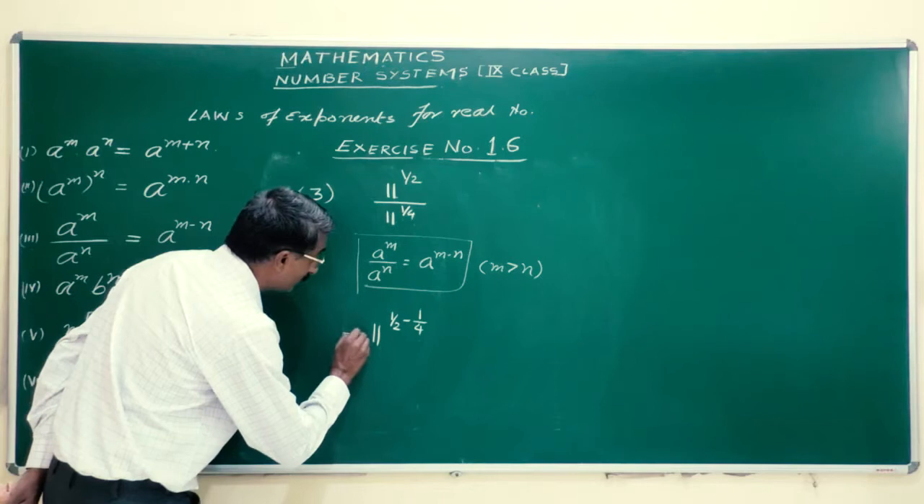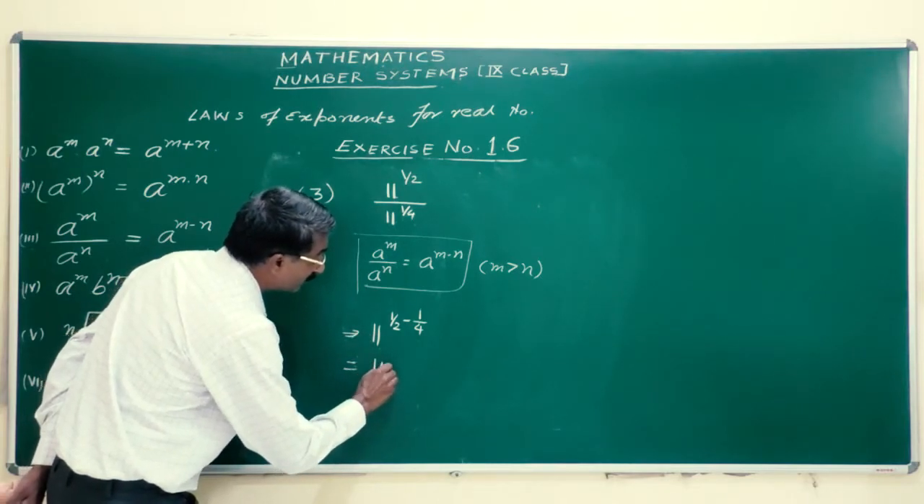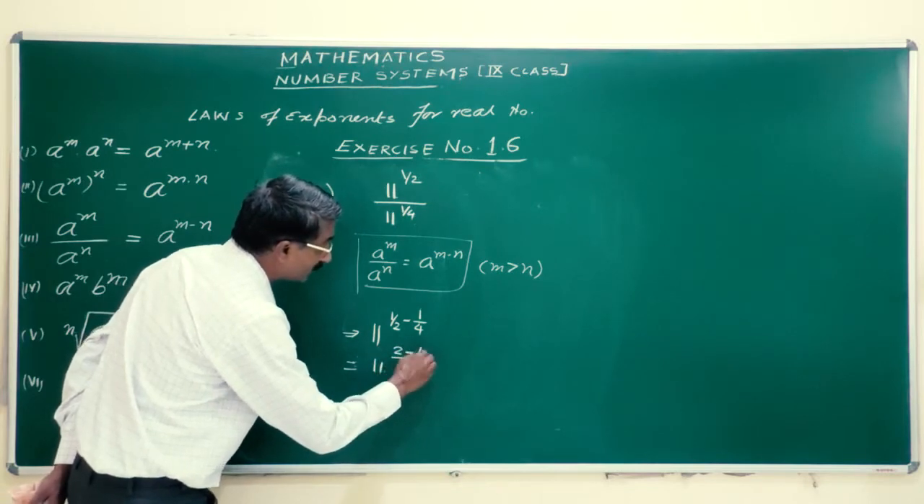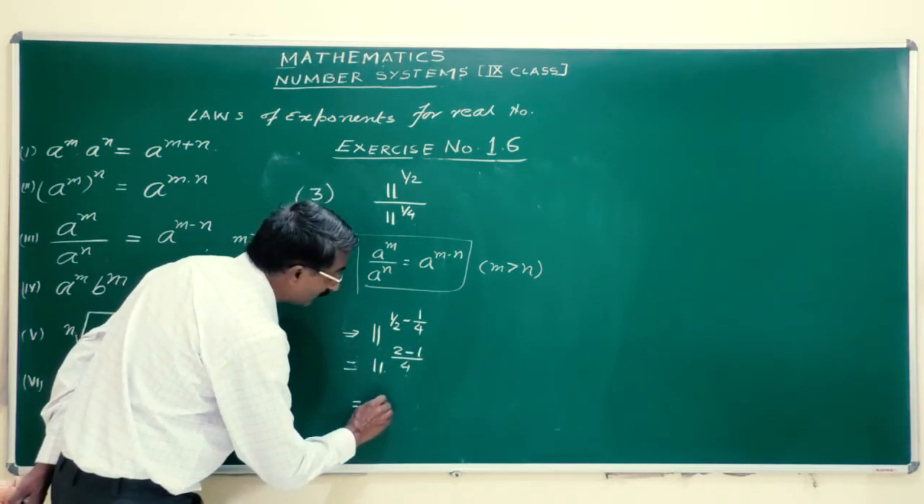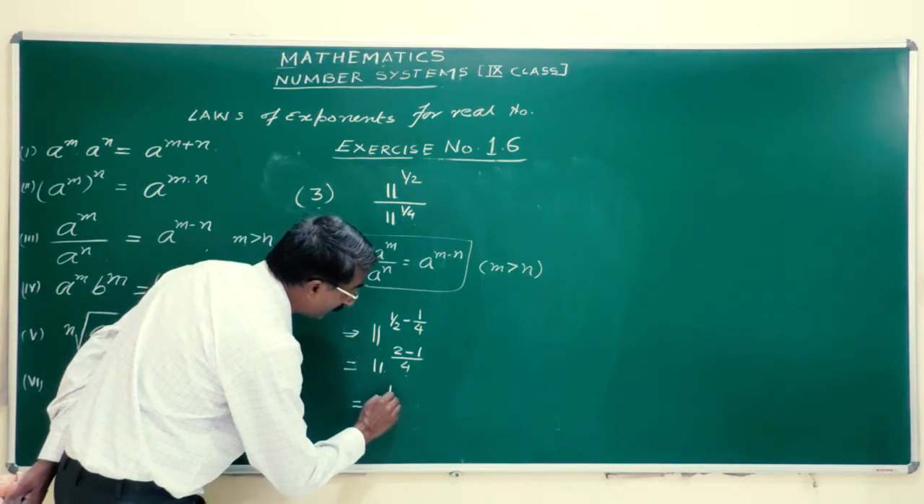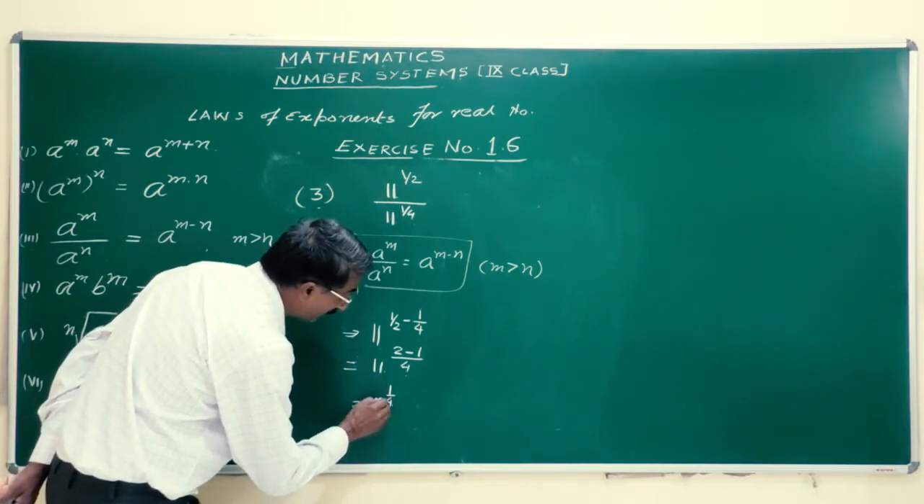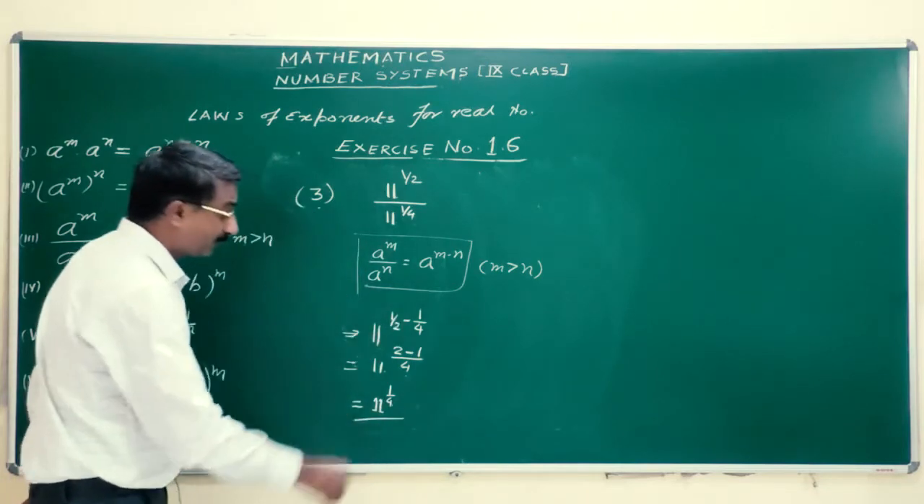So, 11 raised to the power, 4 is LCM. So, this is equal to 2 minus 1. So, this is equal to 11 raised to the power 1 by 4. So, the answer is 11 raised to the power 1 by 4.